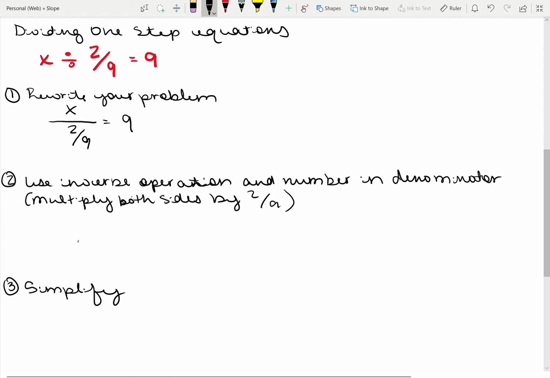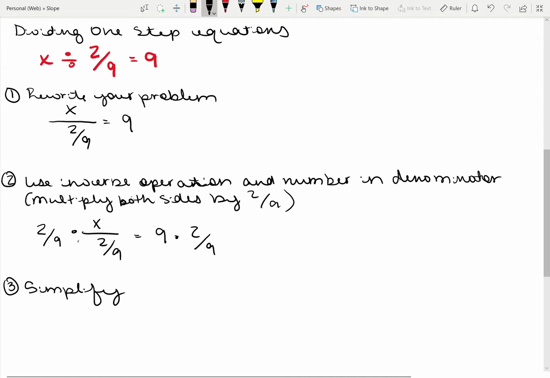So then we're going to use step number 2, which says use the inverse operation in the number in the denominator. Well, what that means is just basically multiply both sides by 2/9. So that means we're going to take 2/9 and multiply by x over 2/9 is equal to 9 times 2/9.